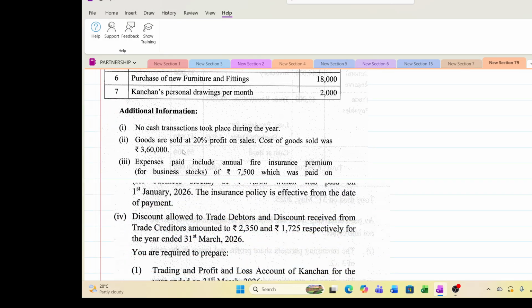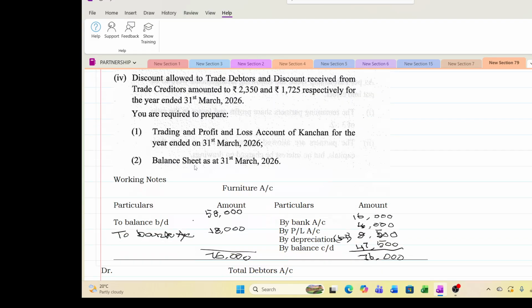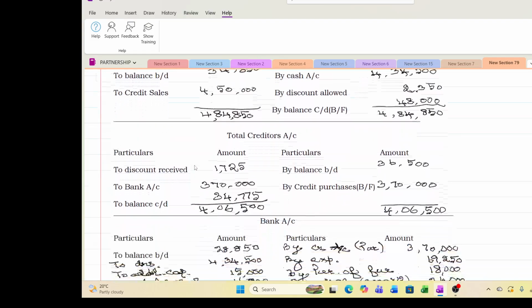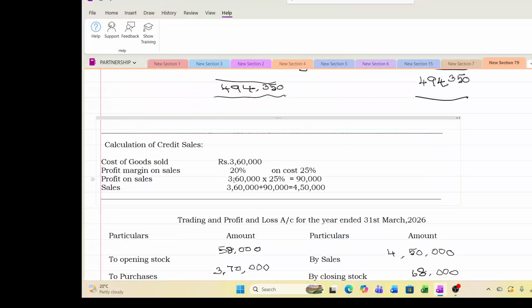Now we have to make double entry for some of these items also. Now goods are sold at 20% profit on sales, but we are given cost of goods sold. So all of you know, if it is 20% on sales, it is 25% on cost. So 3,60,000 into 25%, you make one calculation. 25%, it is 90,000 profit. So add that. So we got the sales figure.